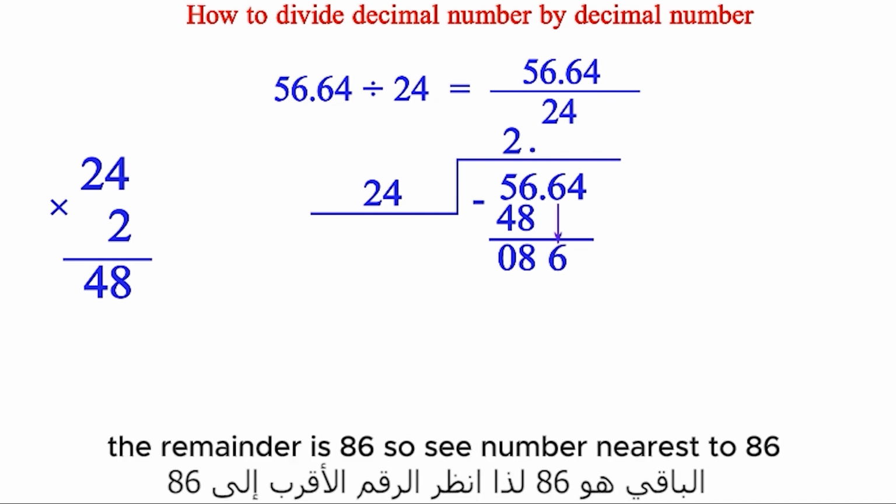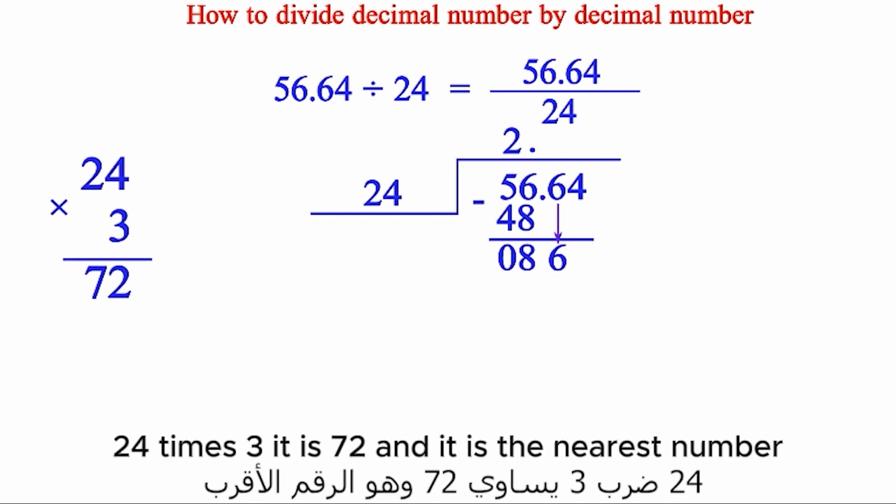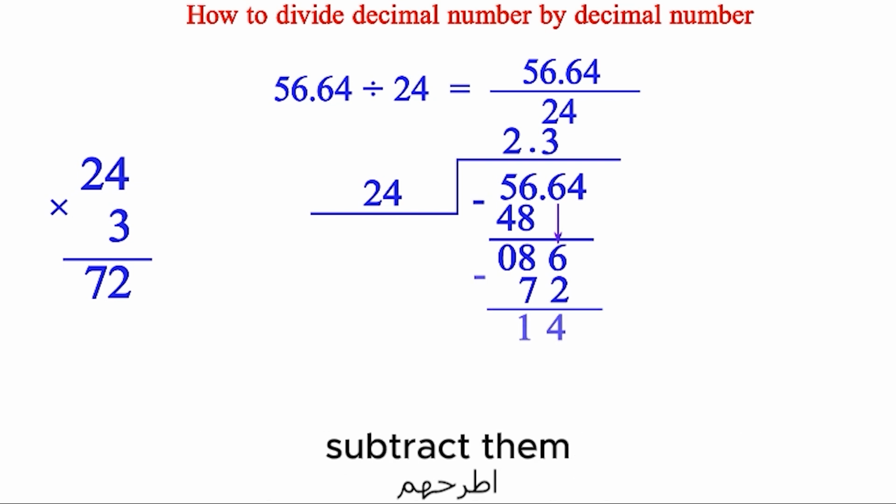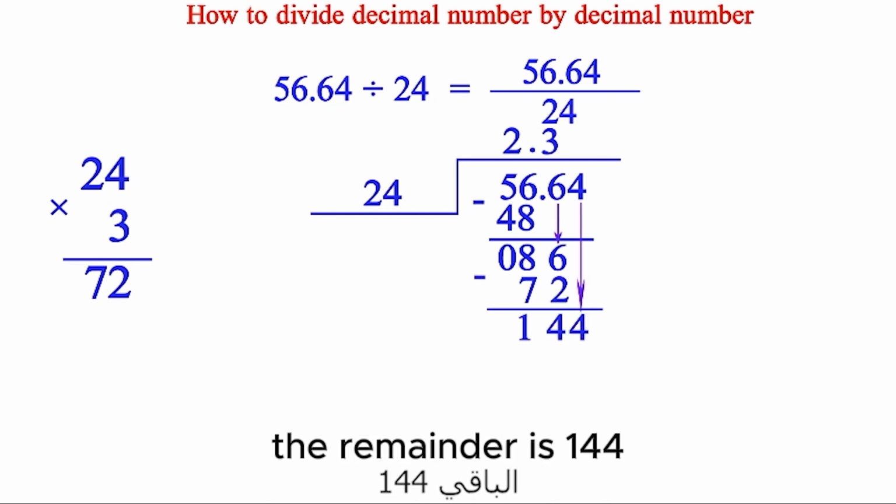Bring down 6. The remainder is 86, so see the number nearest to 86. 24 times 3 is 72, and it is the nearest number. So put 3 in the quotient and under 86 put 72. Subtract them. Bring down 4. The remainder is 144.